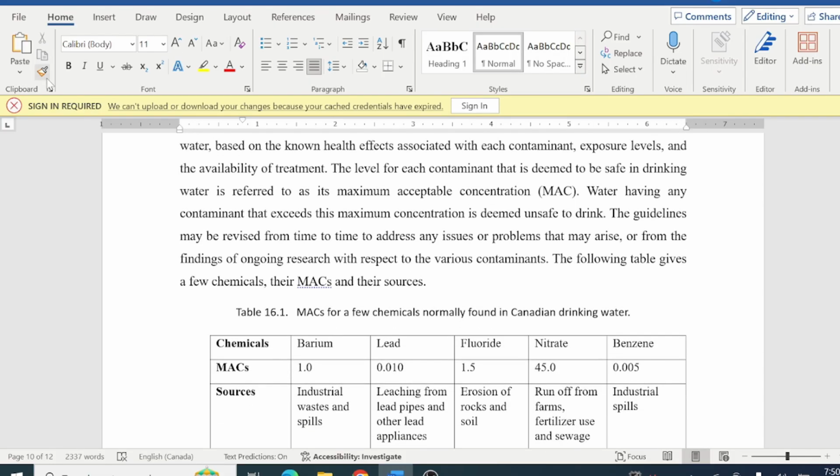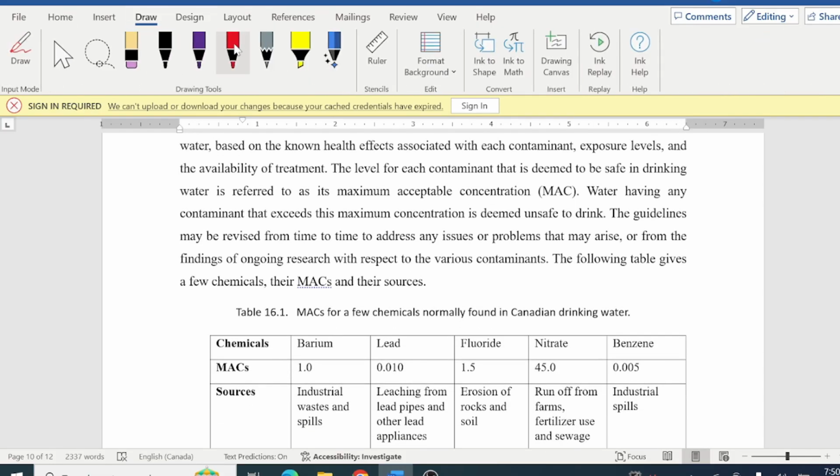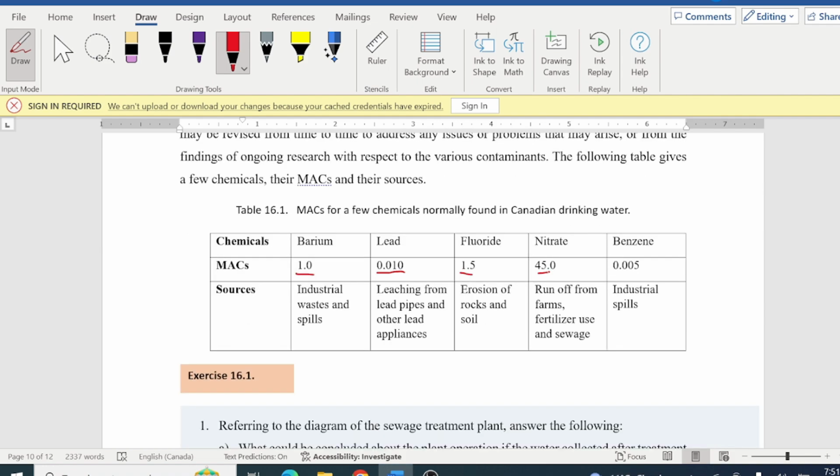The values provided are measured in parts per million. The sources of this are industrial waste and spills. Lead, again, leaching from lead pipes and lead appliances. Fluorine, erosion of rocks and soil. Nitrate, runoff from farms, fertilizer use, and sewage. Industrial spills. So these are a few, just to give you an idea, but every different contaminant has its own maximum acceptable concentration.